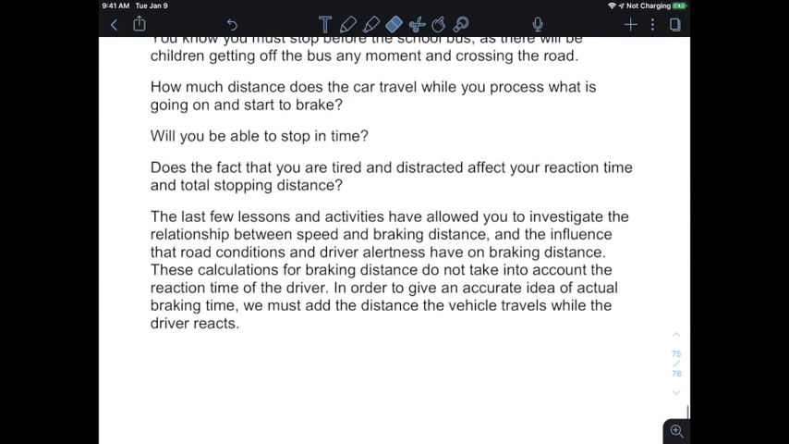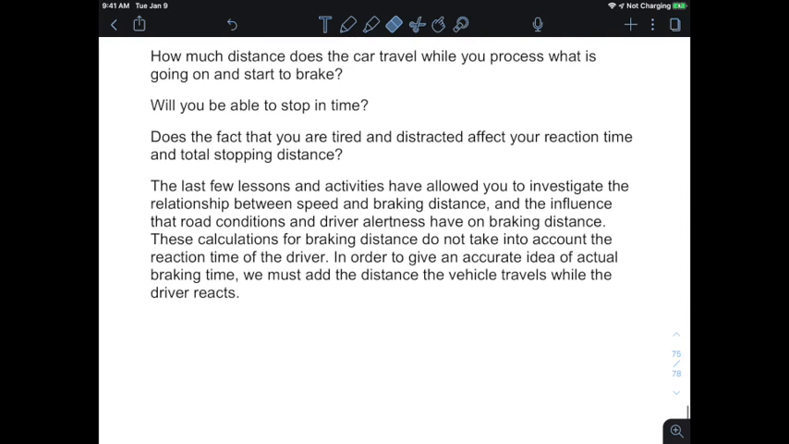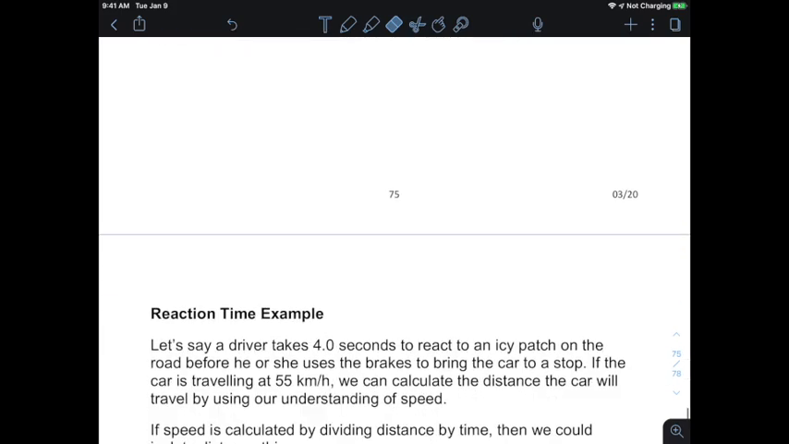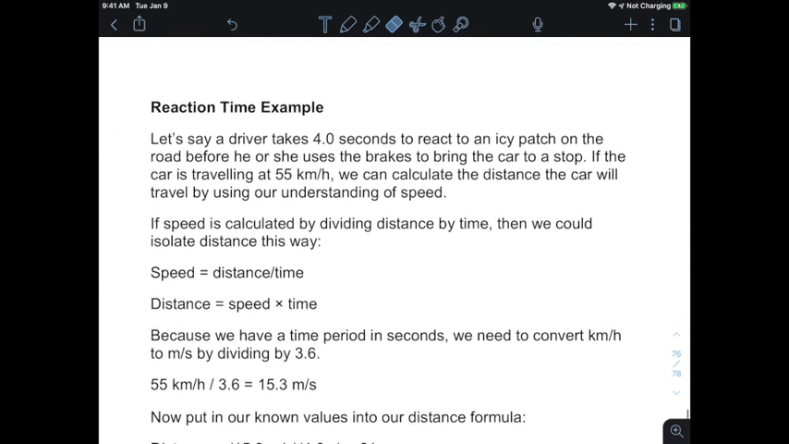The last few lessons and activities have allowed you to investigate the relationship between speed and braking distance and the influence that road conditions and driver alertness have on braking distance. These calculations for braking distance do not take into account the reaction time of the driver. In order to give an accurate idea of the actual braking time, we must add the distance the vehicle travels while the driver reacts. So here are some examples.